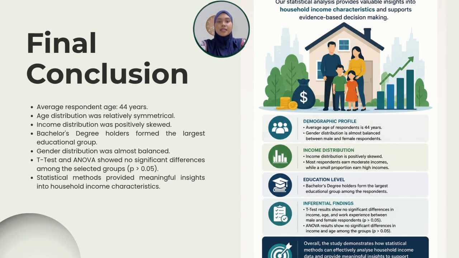To conclude, this study analyzed the household income dataset using various statistical techniques. The findings show that most respondents had moderate incomes, the average age was about 44 years old, and the gender distribution was almost balanced. Furthermore, the t-test and ANOVA results indicate that there were no significant differences among the selected groups, as all p-values were above 0.05. Overall, the study showed how statistical analysis can help us better understand household income characteristics and support effective decision making.